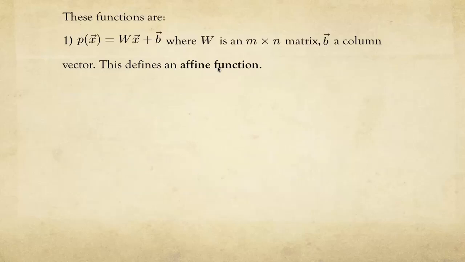The first function is called an affine function. You simply take an input vector x, you multiply it by W, which is an m by n matrix, and then we add the vector b to it. So this is just what we see from precalculus, matrix multiplication and matrix addition. So that's the affine function.